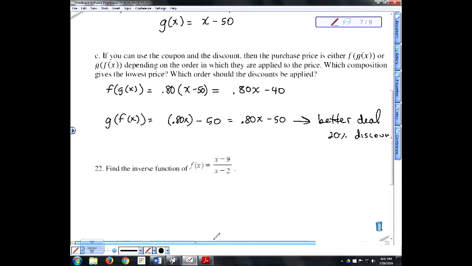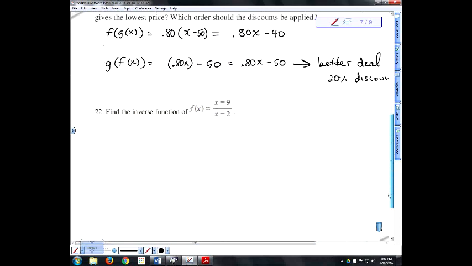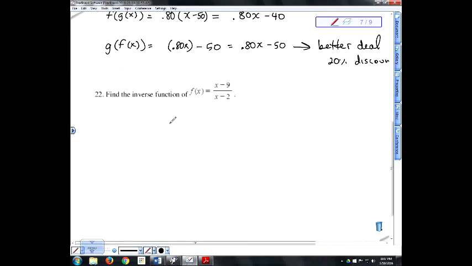Okay, question 22, find the inverse. First step of finding the inverse of a function or the inverse of a relation here is to switch the place of x and y. So x equals y minus 9 over y minus 2.